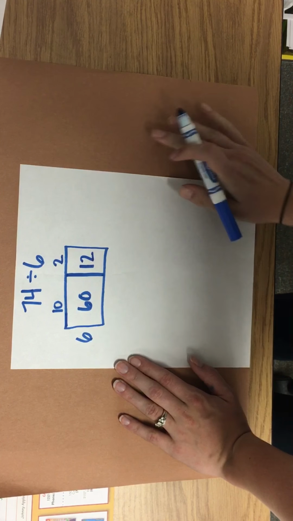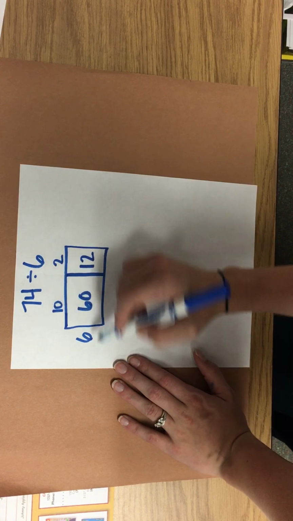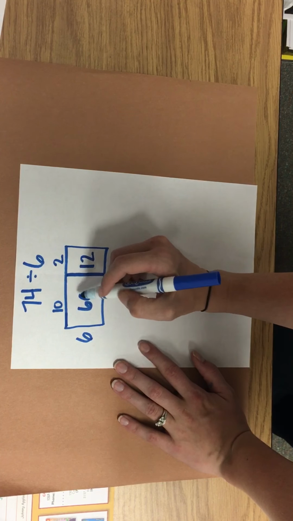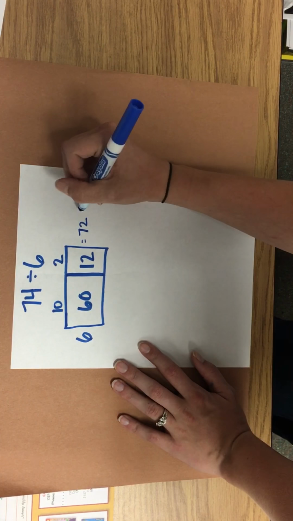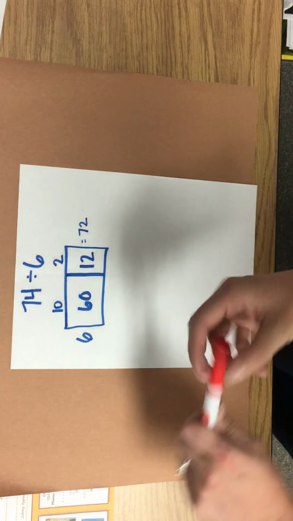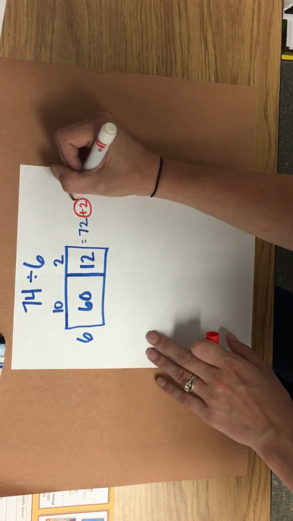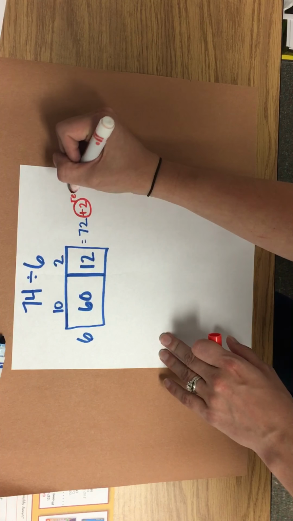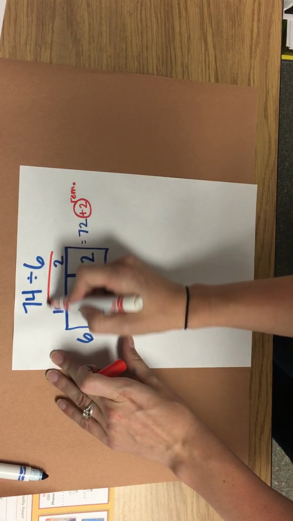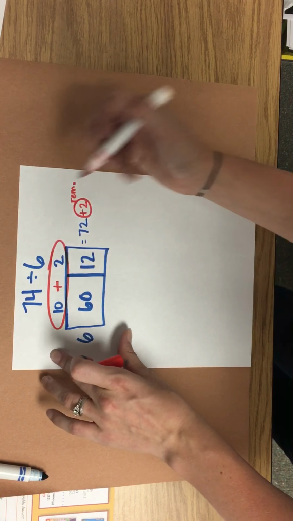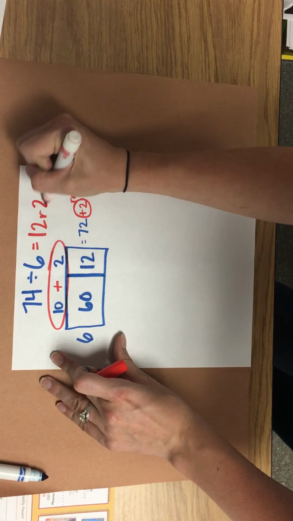Okay? So now what I've done is I have 6 times 10 is 60, times 2 is 12. And here I've only got 72, but I'm trying to get to 74. So I'm missing 2. I need to add 2 to this to give me 74. So this is my remainder, okay? And my answer is actually right here. 10 plus 2 is 12 with a remainder of 2. So this would be written 12 remainder 2.